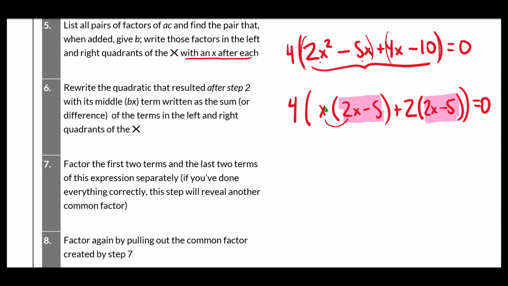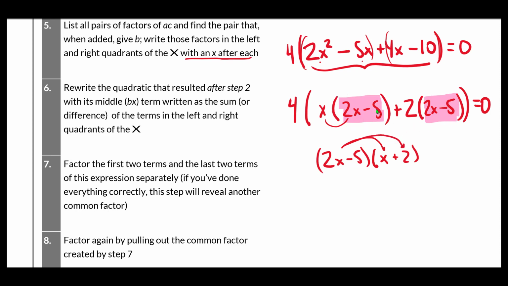So I have x times 2x minus 5 and 2 times 2x minus 5. I can pull that 2x minus 5 out of those 2 terms. So if I pull a 2x minus 5 out, what I am left with is x plus 2, right? Because if I distribute this 2x minus 5 to each of these terms, I will just end up with what I had up here.